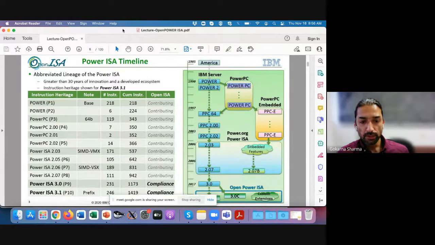So the prefix, I will talk about the prefix when we go in later slides. Okay, so there is a prefix notion on IBM Power ISA 3.1. So that helps to make the instruction set architecture that is used by Power IBM more flexible in different scenarios. You can actually program in a different way depending on the need.